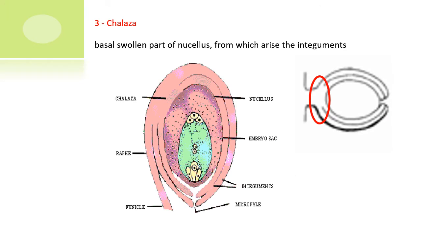Another part of the ovule is the chalaza, the basal swollen part of the nucellus, from which the integuments, or protective coats surrounding the embryo, start to grow. As in the diagram, this is the chalaza and nucellus, embryo, and the embryo coats or protective coats, which are the integuments. And here is the fusion of the ovule with the funicle forming the raphe, and the opening of the micropyle.